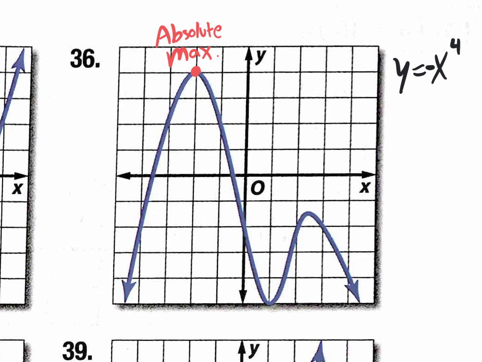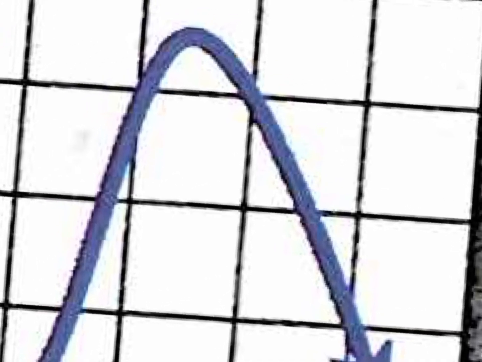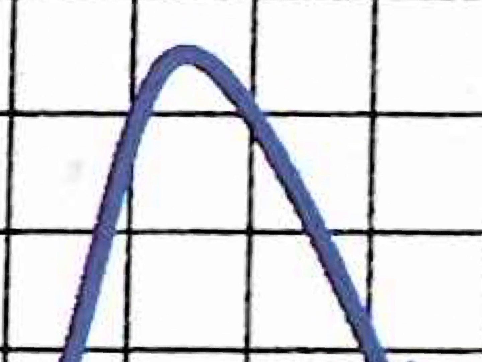Absolute max value. Okay. Why? Because that's absolutely the highest point in the entire graph. Now, if I were to zoom into this guy right here, that also looks like a little parabola, and it technically also has a max value right there. Yes or no? Yeah.